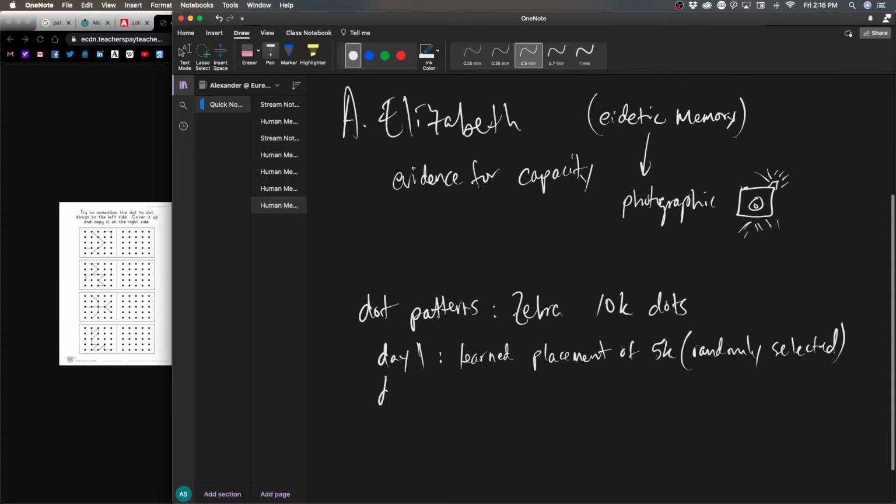Day 2. Remaining placement of 5,000 dots. Okay. Here's the wild thing. 5,000 by itself, no information about a zebra. But together, you can see the zebra.